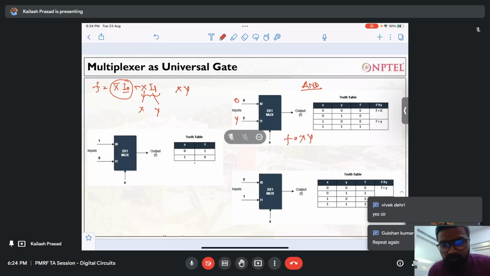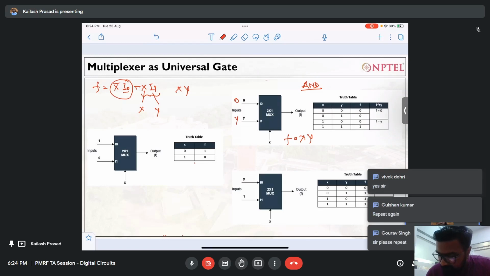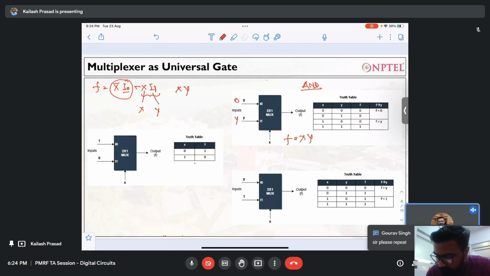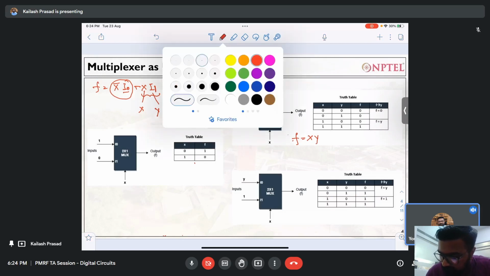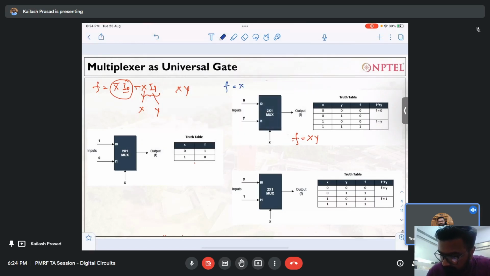Okay, Gulshan wants me to repeat again. So let me repeat. What I want is to design an AND gate, and for that I have to come up with the equation xy. This is my AND gate. I have to use a 2:1 multiplexer for designing it. The equation of the multiplexer is f equals x bar I0 plus x I1. If I keep x as x and I put I1 as y, this will be an AND gate, x into y.